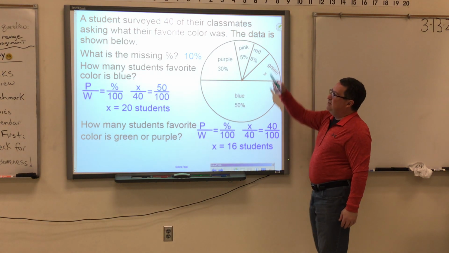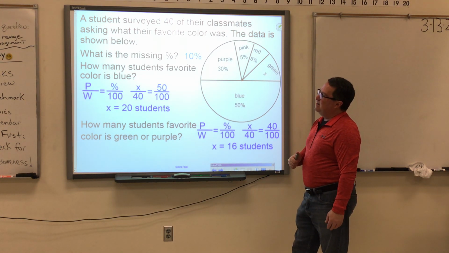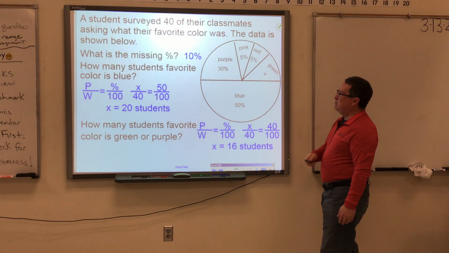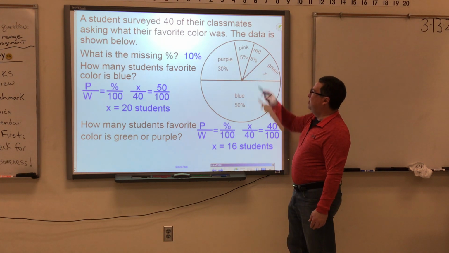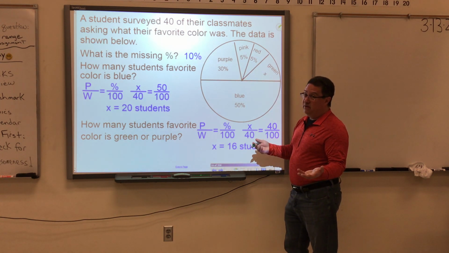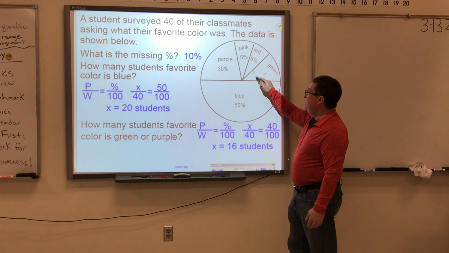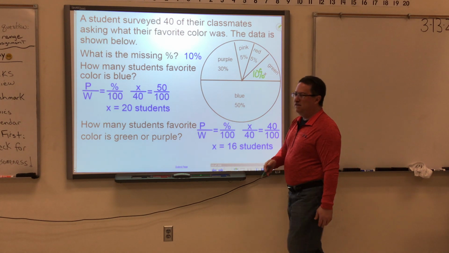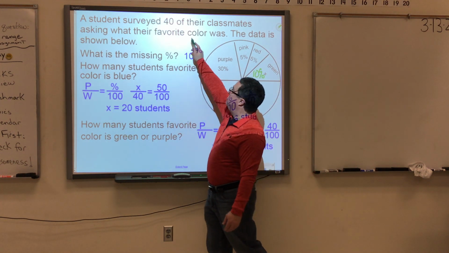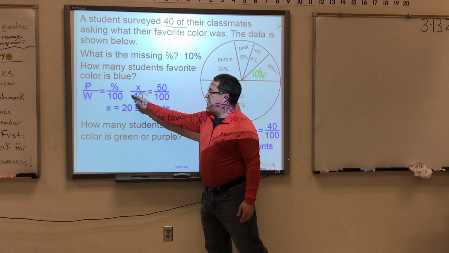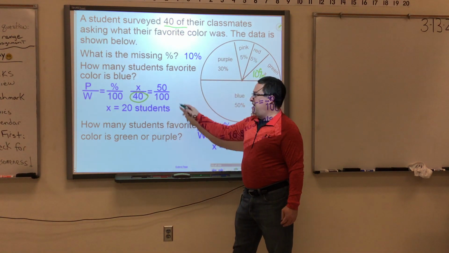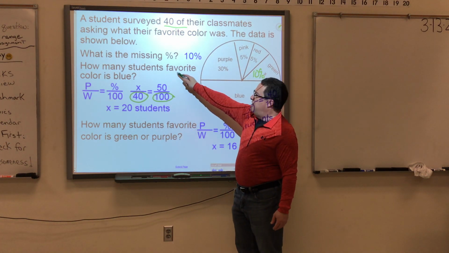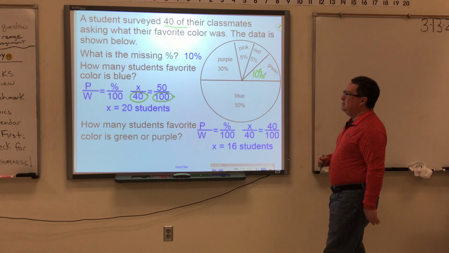Now what's going to happen? A student surveyed 40 of their classmates asking what their favorite color was. So again, what's the missing percent? 50 plus 30 plus 5 plus 5. Well, that's 90. I hope some of you can do that in your head. 100 minus 90 equals 10%. How many students' favorite color is blue? Once again, what's the whole number of students? There it is. That's where the whole number comes from. Here's the whole percent. Here's the whole number. I want to know how many students' favorite color is blue.